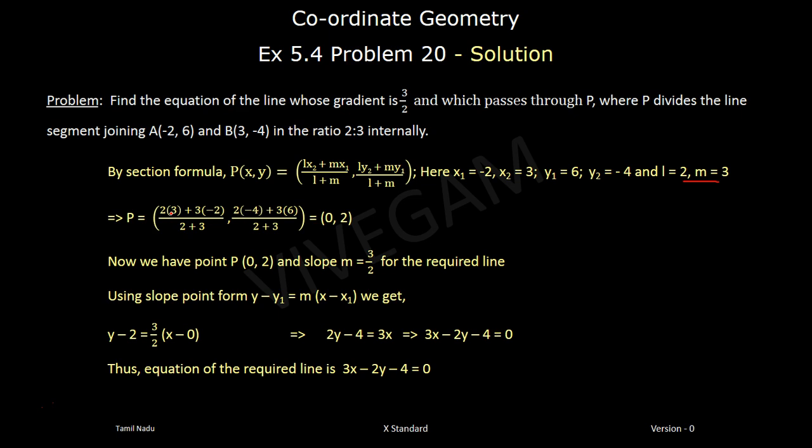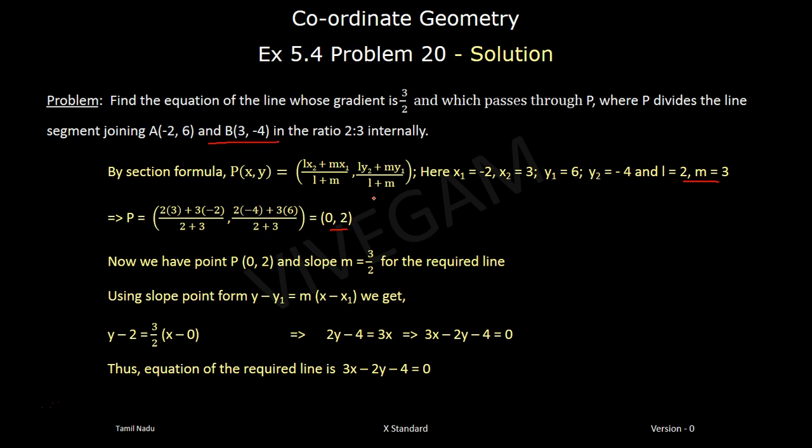Simplify this. 3 2s are 6. This is again 6, so it becomes 0. 6 minus 6 is 0. 0 by anything is 0. Then this is 2 into -4, minus 8. This is 6 3s are 18. So 18 minus 8 is 10. 10 divided by 5 is 2. So the point is 0, 2. So instead of giving us the point here directly as 0, 2, they have given it indirectly by giving all these conditions. That's all it is.